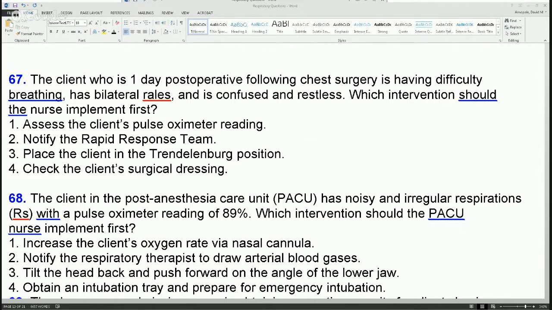When you already know they're short of breath. Checking that. Mm-hmm. One day post-op. I'm going to check their pulse ox while I'm looking at their surgical dressings. What I'm going to do. Well, so far you're not on the right track.